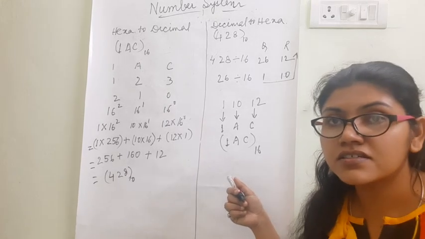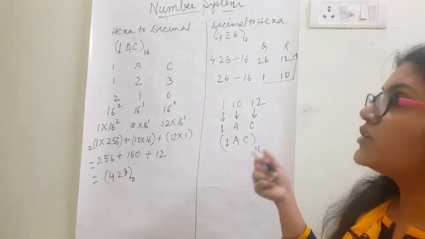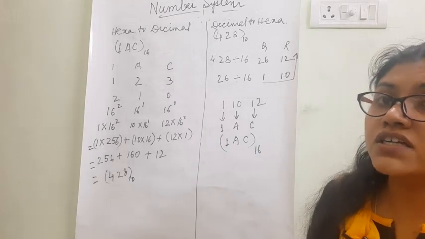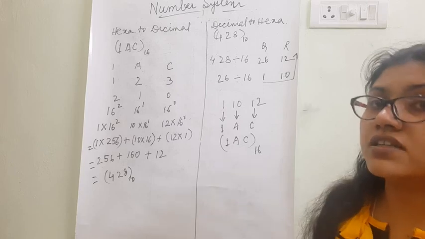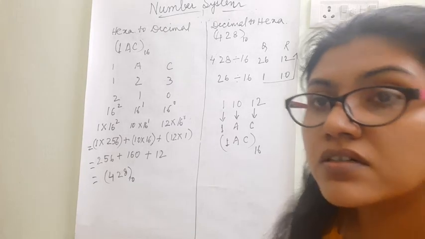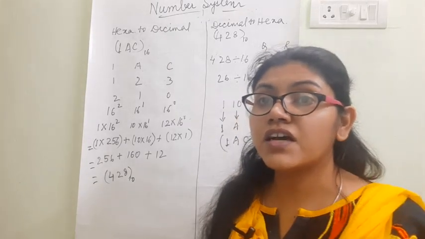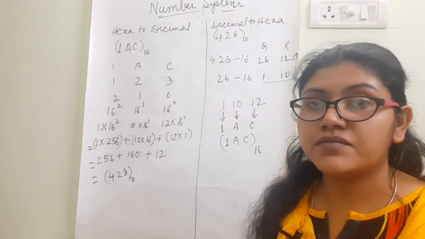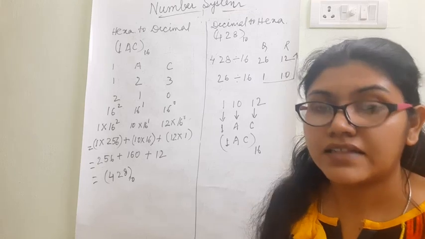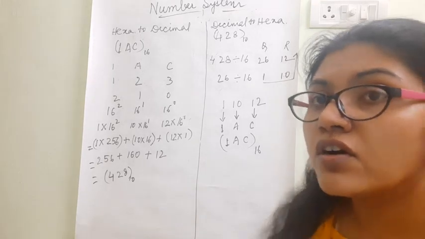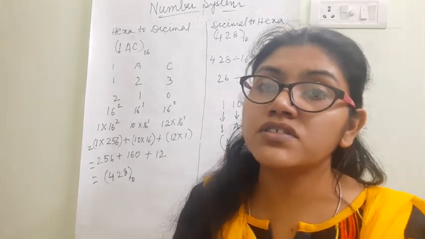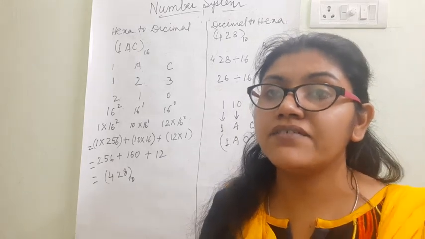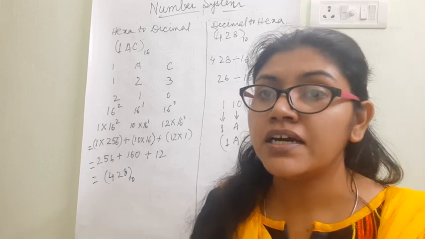Understood? So this is the way to convert from hexa to decimal, decimal to hexa, octal to decimal, decimal to octal. Now we will see more conversions of binary to decimal and decimal to binary. That I will show you in the next video. Let's practice this. I will send you some more sums with this video. You will practice that, and then I will again explain binary to decimal, decimal to binary.